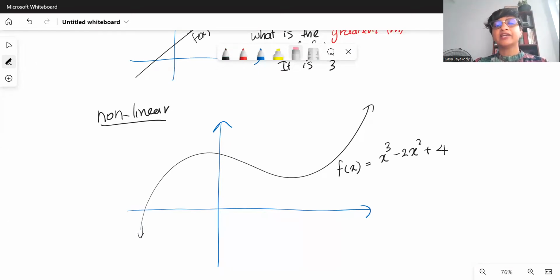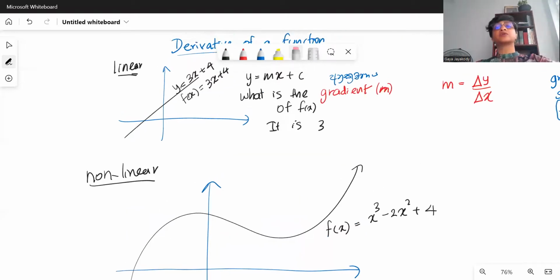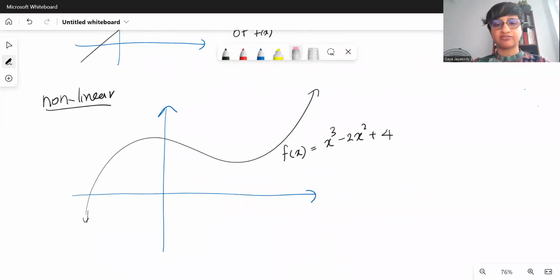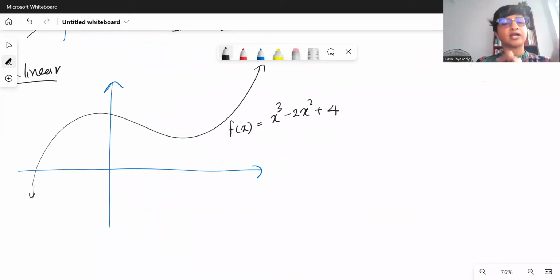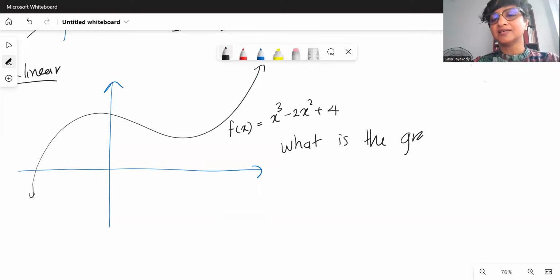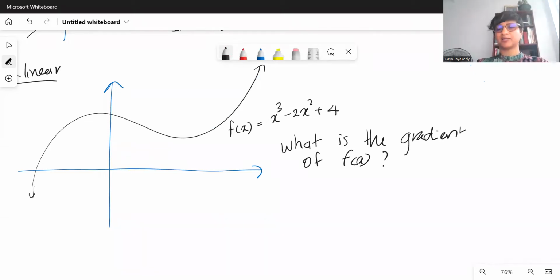Then can I ask the same question I asked you? I asked, what is the gradient of f of x for the linear one. Can I ask the same question for this function now? I show you this function, I give you the graph also, and I ask, what is the gradient of f of x? What is the answer you would give me?